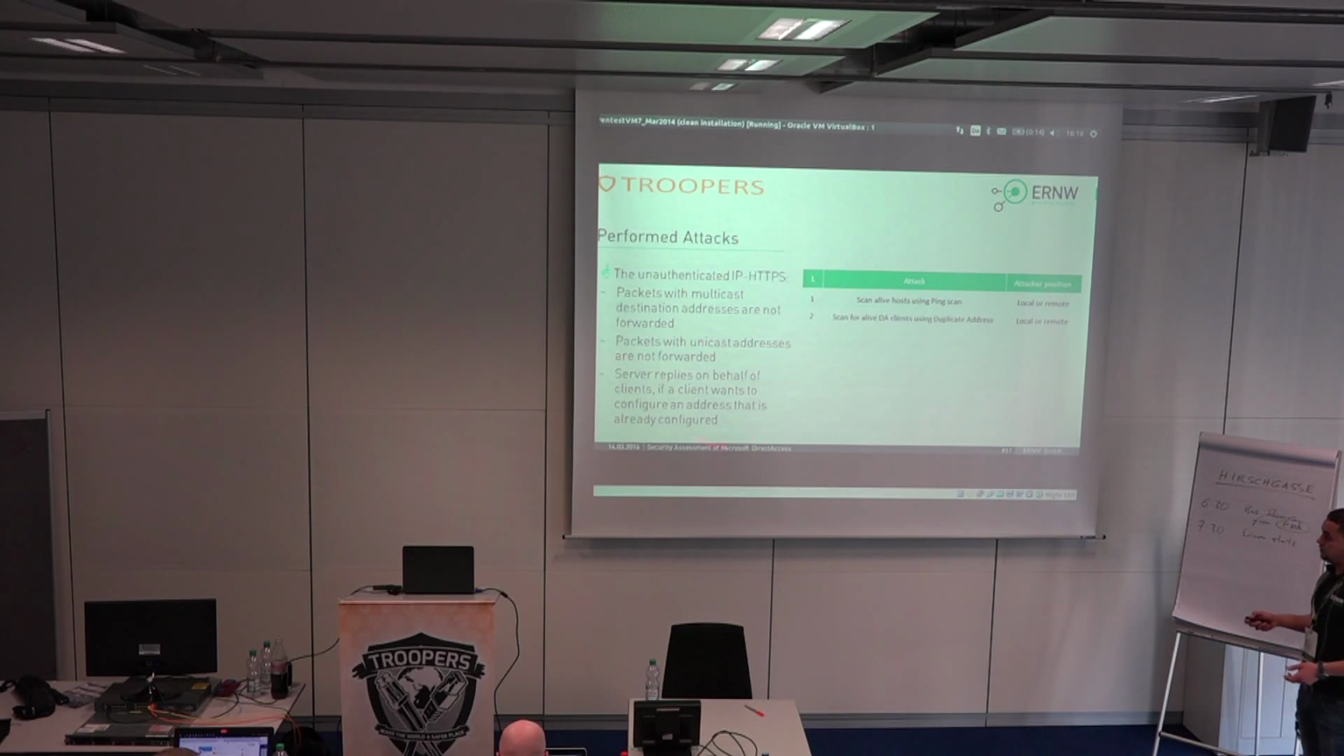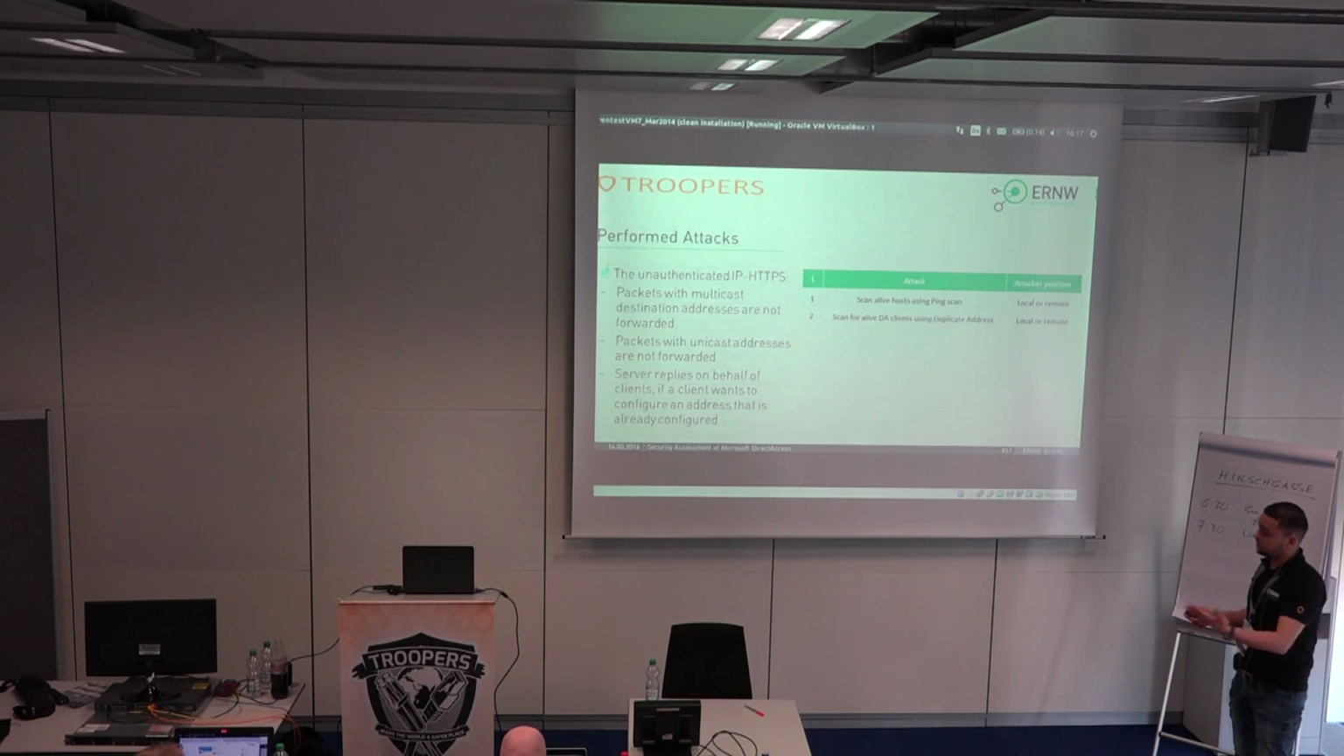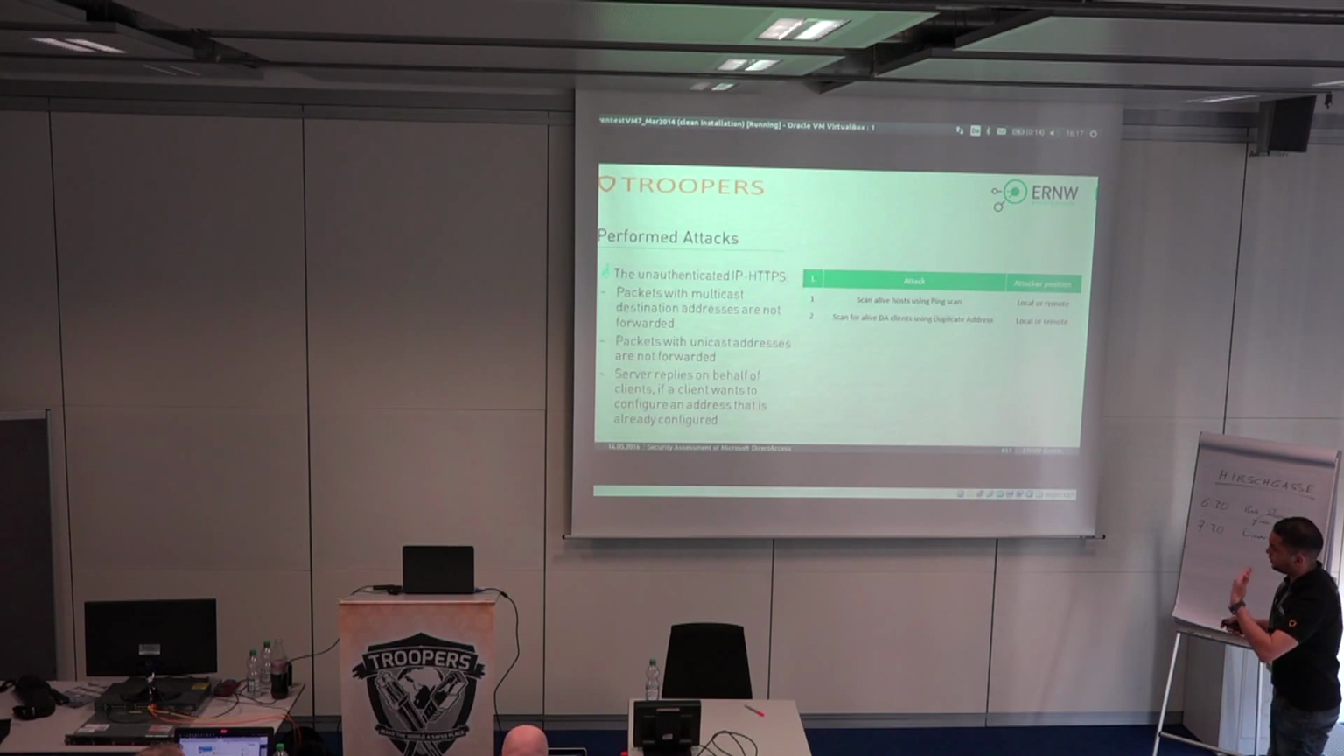But in this case, because the IPHTTPS server component at the DirectAccess server doesn't forward the packets with multicast addresses, the server actually replies on behalf of these clients because they have a neighbor cache entry in the neighbor cache of the DirectAccess server. So in this case, the attacker can know if an IP version 6 address is already in use and if there are some DirectAccess clients that are connected.